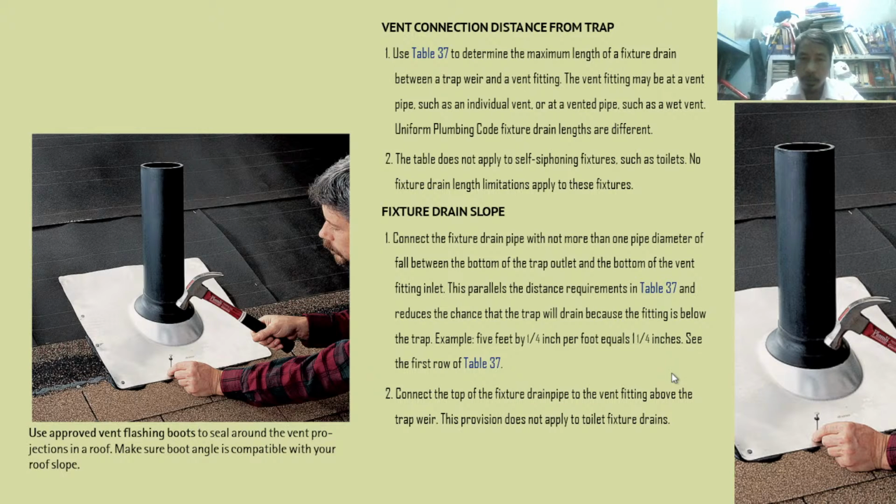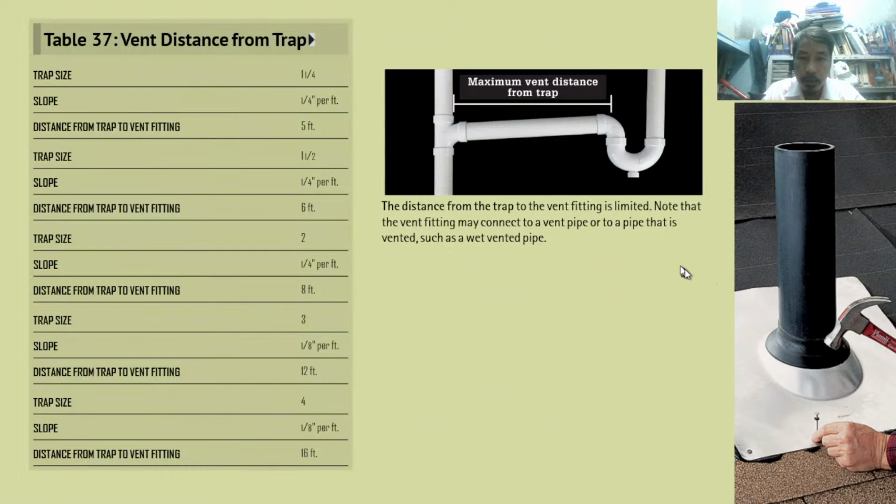Okay, again, connect the fixture drain pipe with not more than 1 pipe diameter of pole. Pole meaning sloping down. That is what we mean by pole. So 1 diameter of slope between the bottom of the trap outlet and the bottom of the vent. Okay, the bottom of the trap outlet, so the bottom here, and the bottom of the vent. So this is the bottom of the vent, the bottom of the trap outlet.